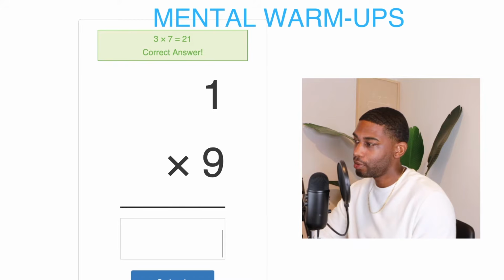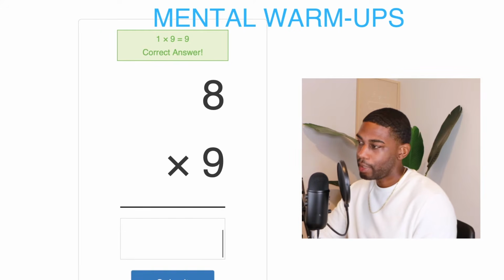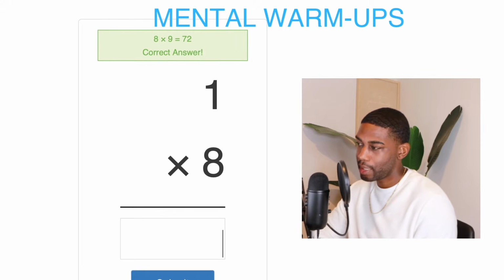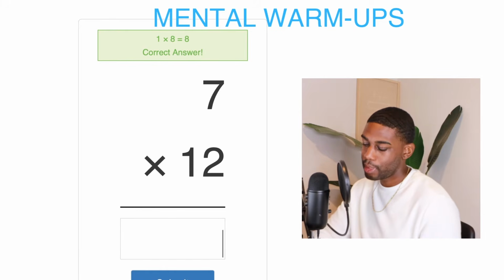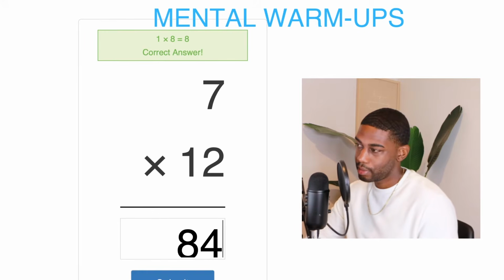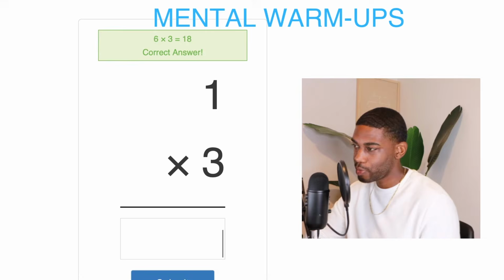9 times 1, we got 9. 7 times 4, I got 28. 8 times 9, I got 72. 8 times 1, I got 8. 7 times 12, oh, this is a good one. I got 84. What y'all got? Boom. 6 times 3, I got 18. 2 times 1, 2. 3 times 1, 3.